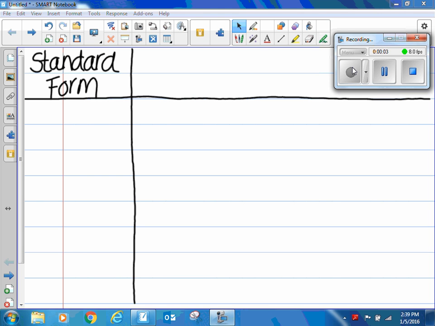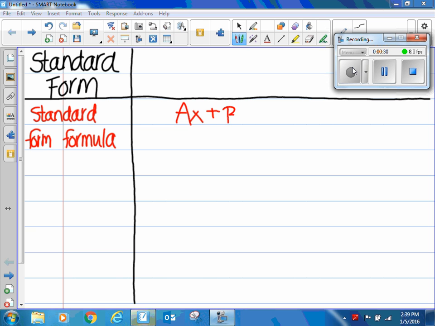Okay, the third and final form that we are going to be working with when we're writing linear equations is standard form. So the standard form formula is as follows: ax plus by equals c, where a, b, and c are going to be some numbers. They're just going to be some numbers depending on what the line is.